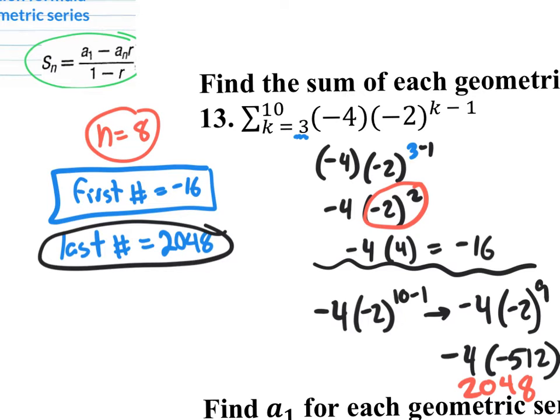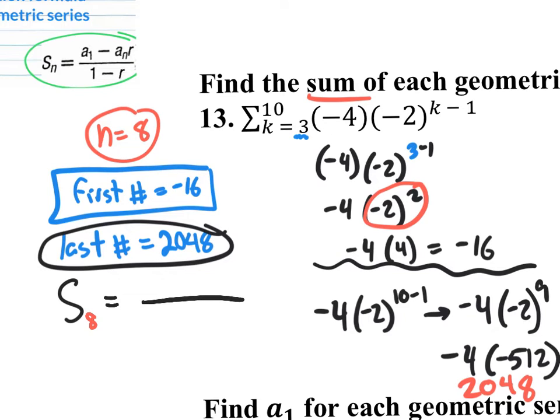We have S sub n, and that's what we want to do. We want to find the sum, right? So we have S sub, how many terms are actually on the list? We said that there was 8 terms. And how do we figure that out? 10 take away 3 plus 1. There's 8 numbers on this series. Okay, now what is our first number on the list? Our first number is negative 16. So what we have here is S sub 8. We're going to sum up all these 8 numbers on this list.